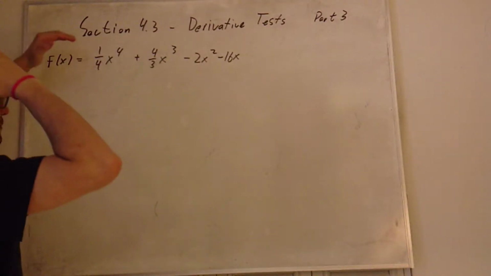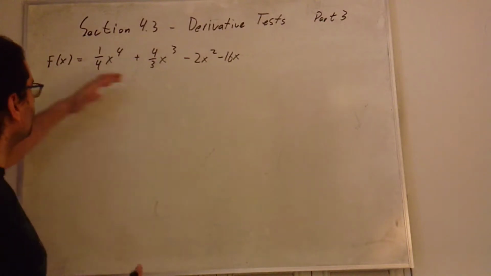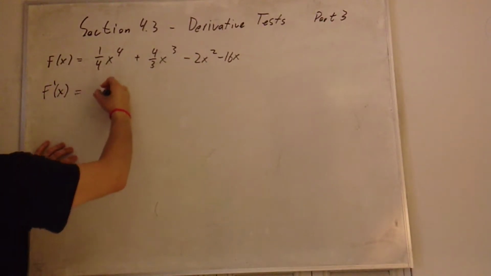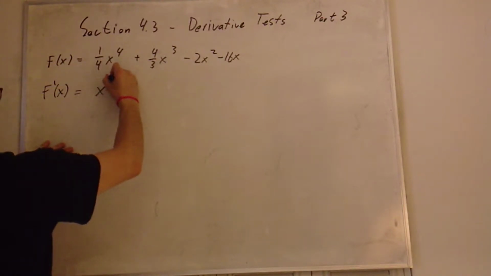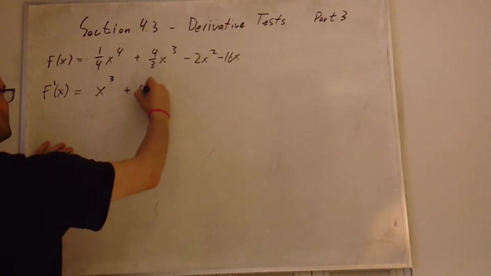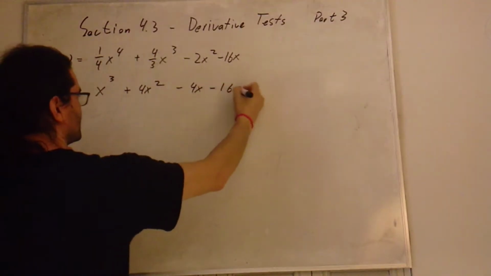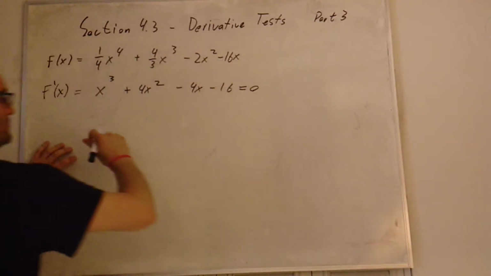I want critical points of this thing. So first thing I need to do is take a first derivative, set it equal to 0. This will be x cubed plus 4x squared minus 4x minus 16 equals 0.